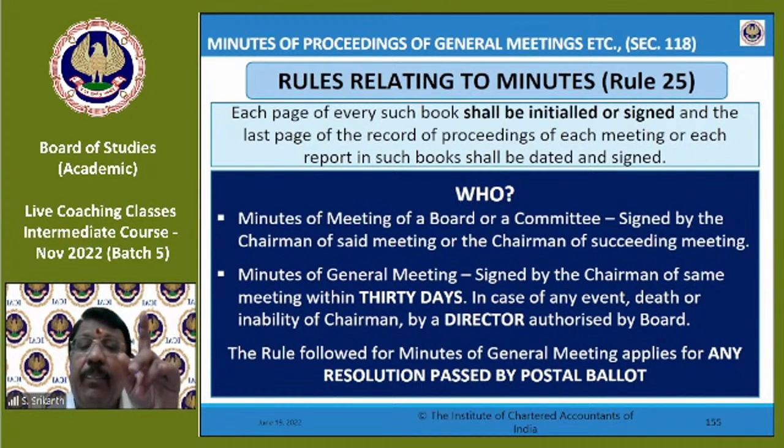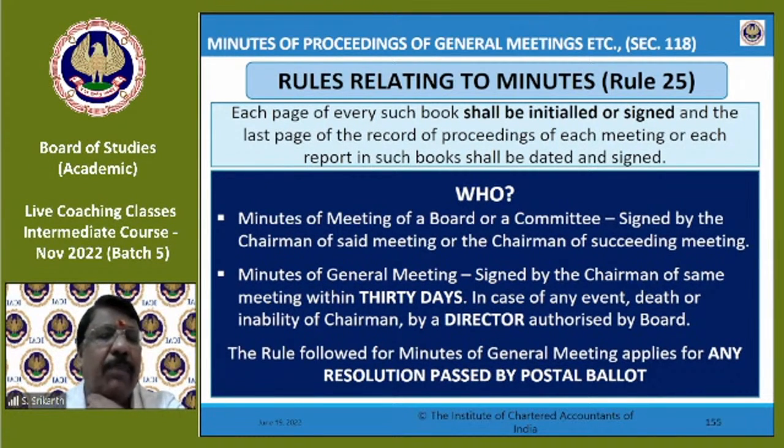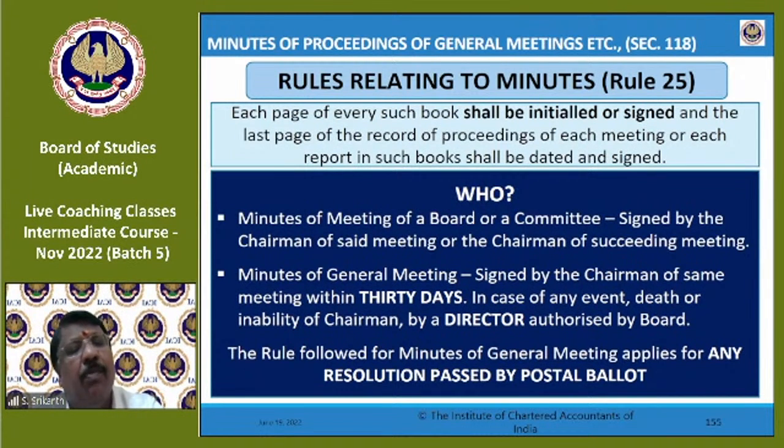Okay, minutes of general meeting should be signed by the chairman of the same meeting within 30 days. In case of any event, death or inability of the chairman, suppose within 30 days the chairman dies or goes abroad, then a director authorized by the board can sign the minutes of the general meeting. Please remember this, because these are top questions they could ask in the exam, right? Minutes of general meeting to be signed by the chairman of the same meeting. So one of the questions they could ask is, so and so was the chairman of the meeting. Subsequently, he goes abroad. Who will sign? Any director authorized by the board can sign.